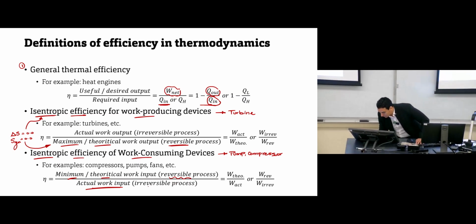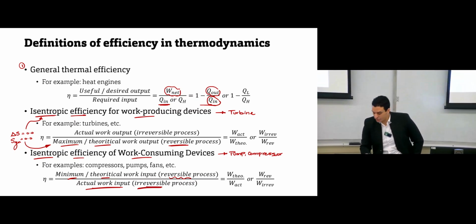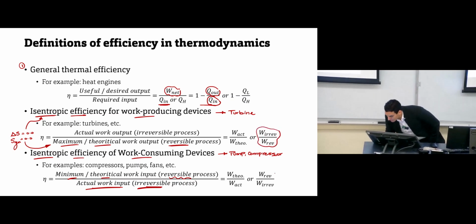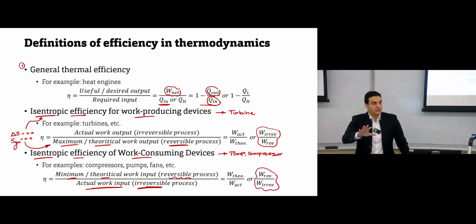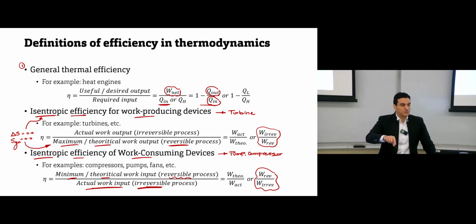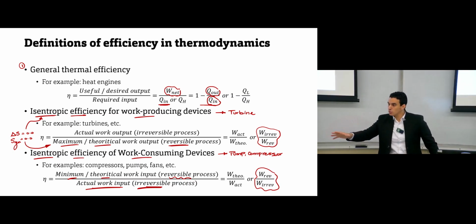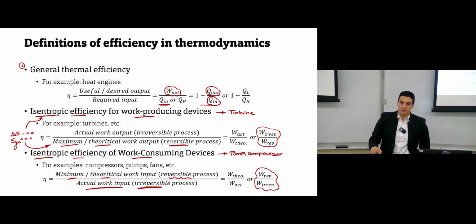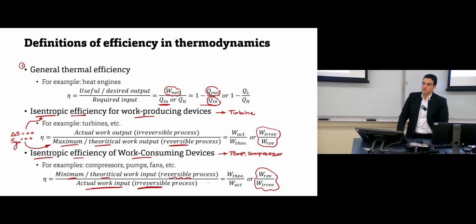The actual work input is for the irreversible process. So just to be clear, sometimes isentropic efficiency is work irreversible divided by work reversible. Sometimes it's work reversible divided by work irreversible. So you can have different equations for the same thing, but the difference here is what this device does. This device is producing work, or this device uses work as an input. So if this device produces work, the efficiency of this device is work irreversible divided by work reversible. If this device needs work as an input, the efficiency is work reversible divided by work irreversible.